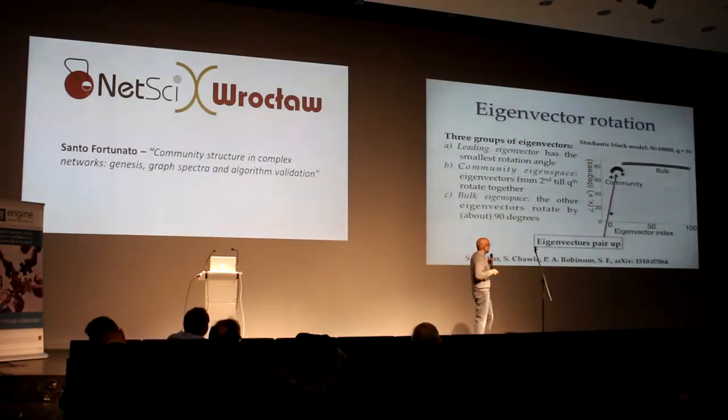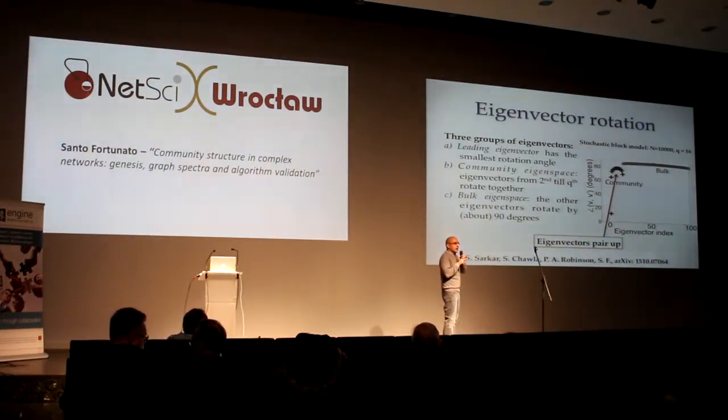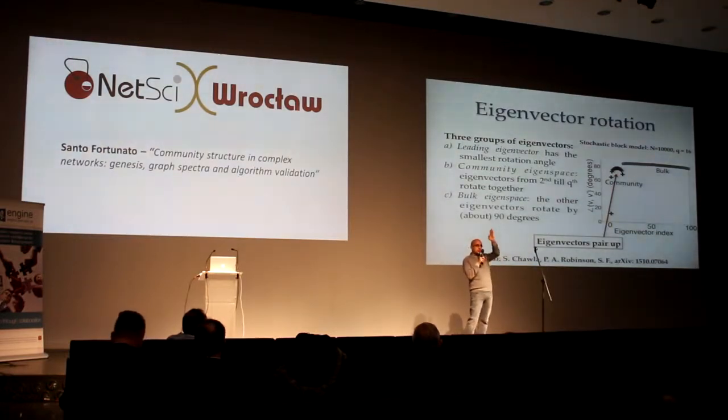And another nice thing that we found, for which we do not really have an explanation, is that these eigenvectors rotate in pairs. Like the second has the most similar angle of rotation with the 16th, the third with the 15th, the fourth with the 14th. So they are in symmetric pairs with respect to the center of that group of eigenvectors. And the same goes for the bulk eigenvectors, although that is more difficult to see because most of the angles are close to 90 degrees.